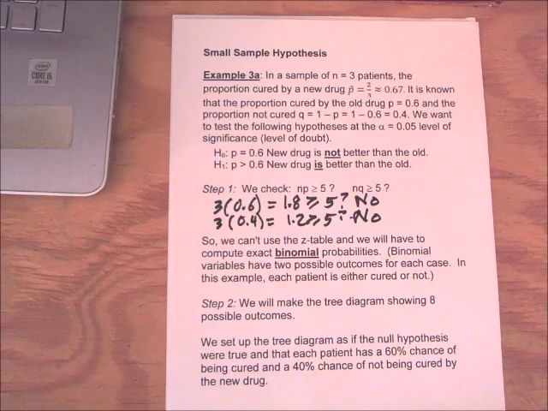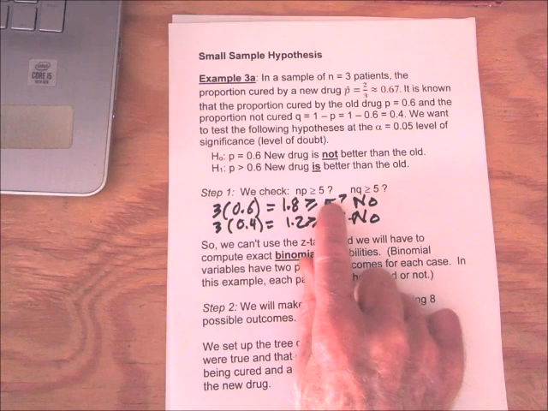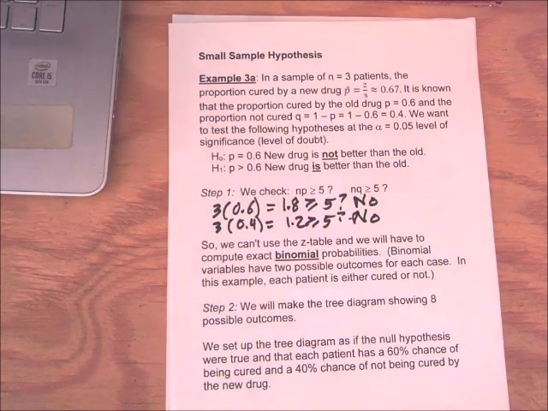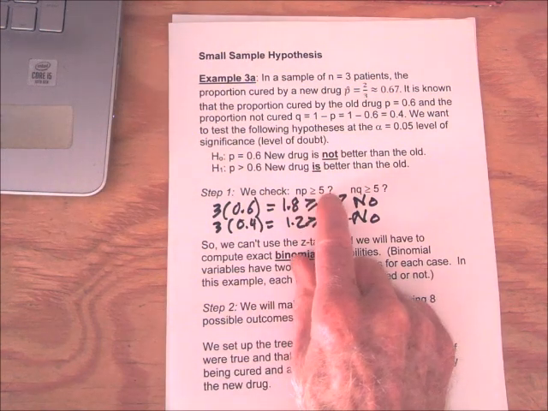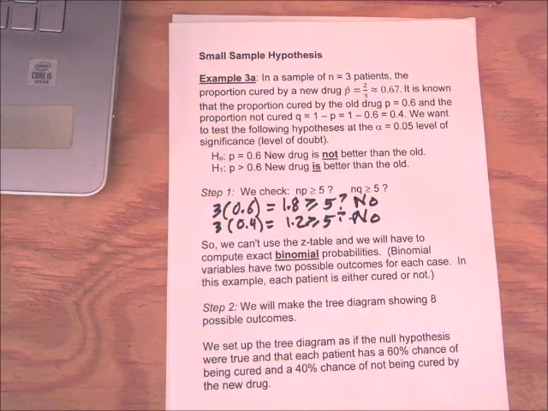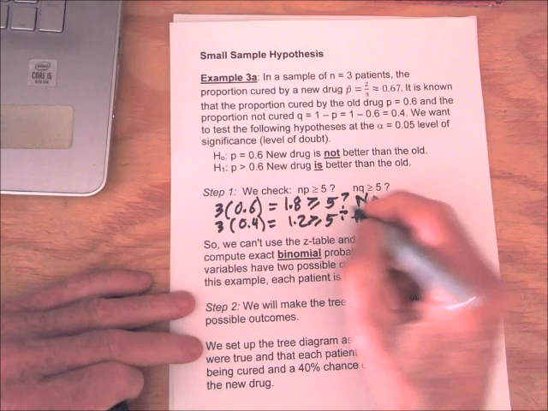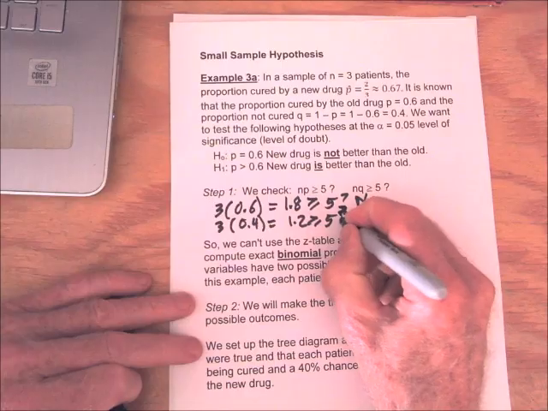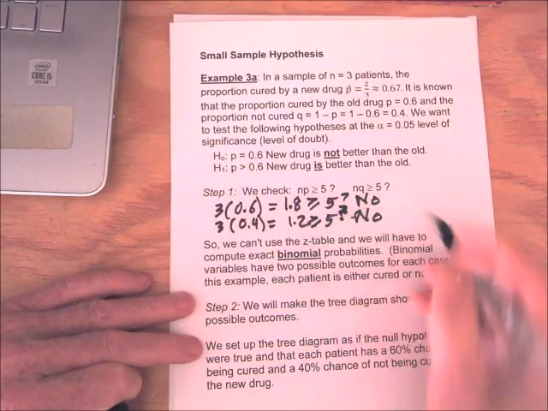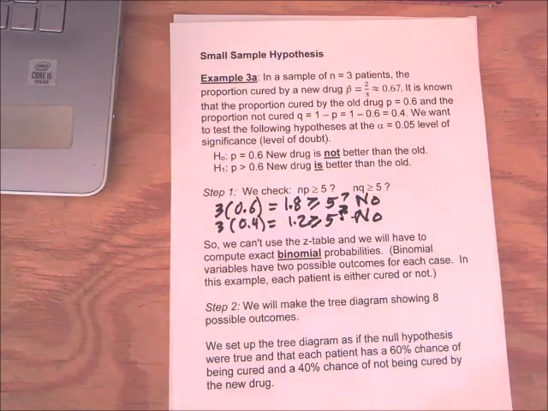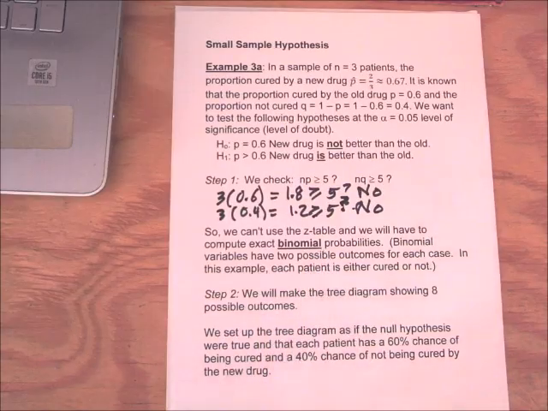Some books have a different standard. We're going to be using 5 as our cutoff point here, but the bigger these numbers are, the closer the z-table will come to the exact probabilities. Some texts use the number 10. They want n times p to be at least 10 and n times q to be at least 10. But we'll usually use 5. Okay, so we can't use the z-table. We'll have to use the exact binomial probabilities.